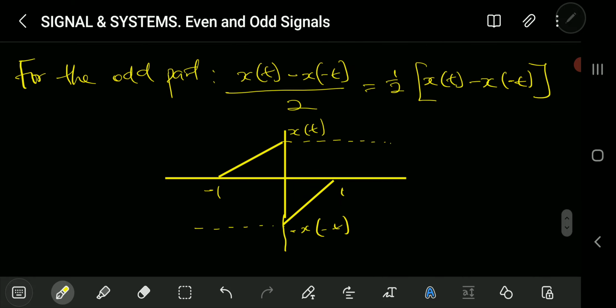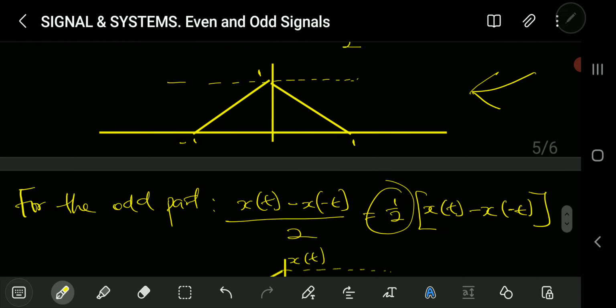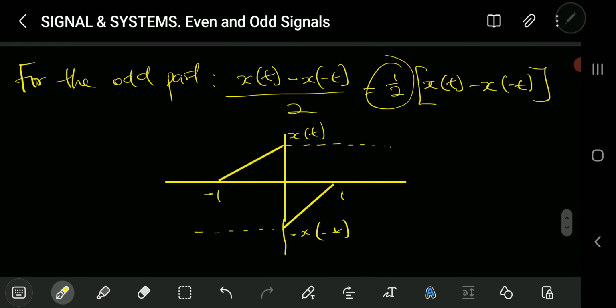Now something will also happen to the amplitude. Only the amplitude will be affected because of this half here. So the initial amplitude of the signal is 2, but now that we are dividing it by 2, this is going to be 1 and this is going to be minus 1. So with that, now we've been able to sketch the even and odd.